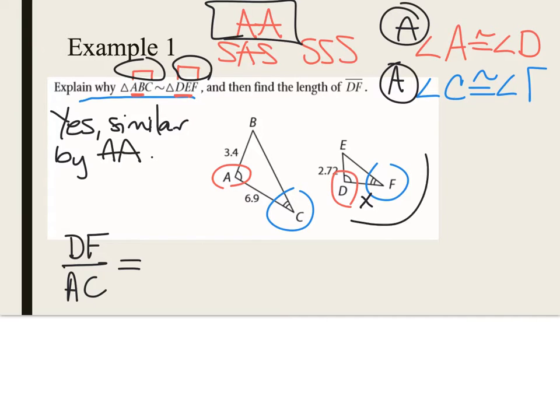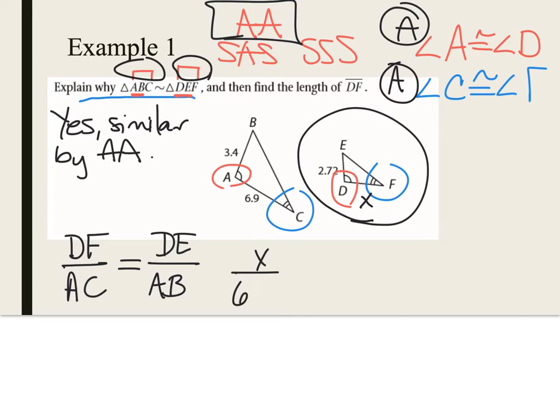So DF came from this triangle, so we've got to put a side from that triangle on top. So let's put DE matches with AB. Let's fill in numbers and use the X for our missing part, and you'll see how easy the math is. DF we don't know, AC is 6.9, DE is 2.72, AB is 3.4. Do your cross products.